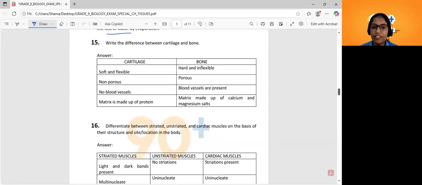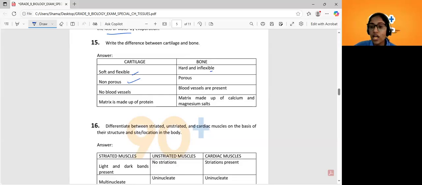Next, write the difference between cartilage and bone. The 15th question is to write the difference between cartilage and bone. So cartilage, we all know that we can move it. We can move our pinna. Why? Because they are soft and flexible. What about bone? I can't move it, right? It's not possible. So they are hard and inflexible.